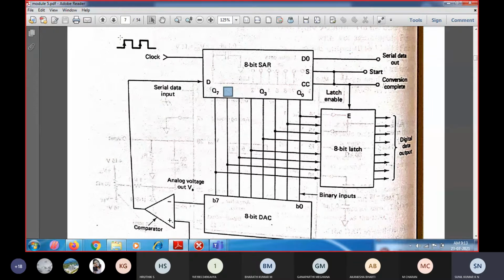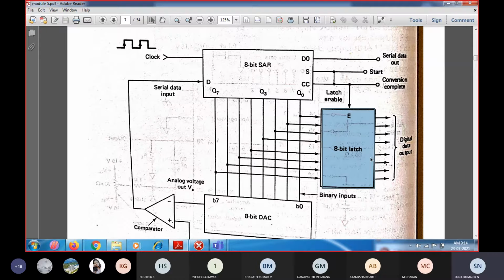For every clock cycle we check like this, and with the next clock cycle we check the next MSB bit. Like that, 8 clock cycles are required. Whenever the start signal has been activated, after 8 clock cycles the conversion complete signal will be enabled. Only when this conversion complete signal is enabled will your latch provide the digital output.